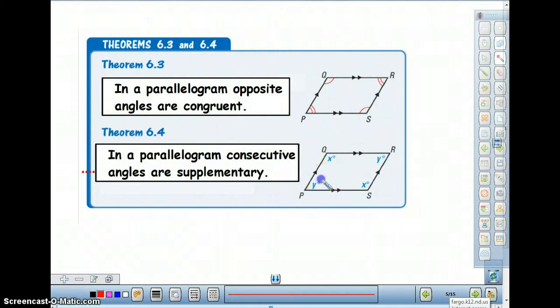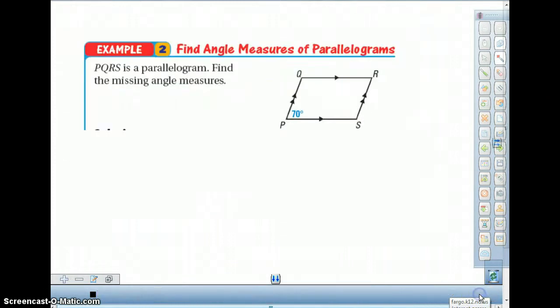Okay, so in this case, y plus x is going to be 180. Y plus x is going to be 180. We can keep going around and doing that. As long as they're right next to each other, they're going to be supplementary. Okay, across from each other, congruent, next to each other, supplementary.